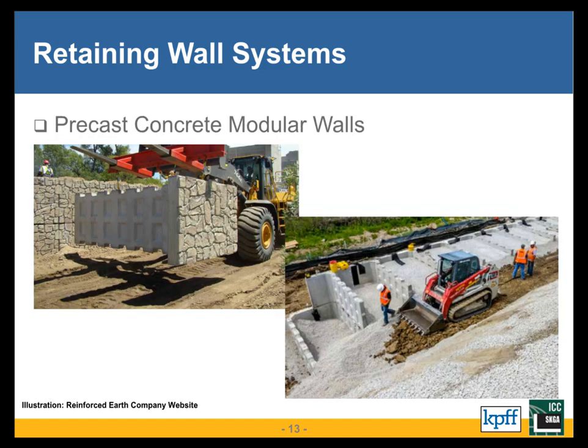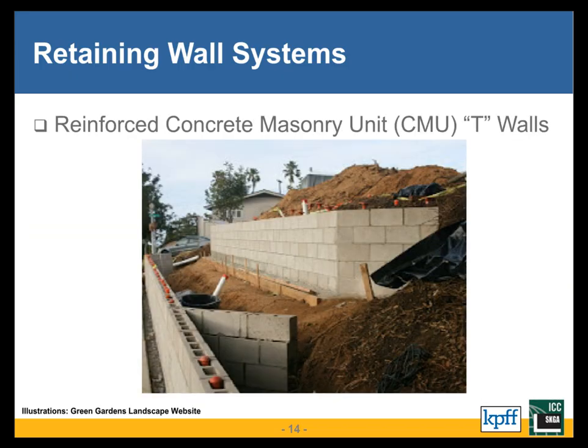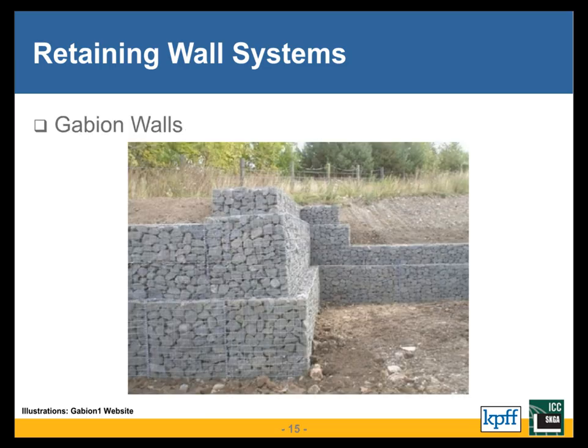Another variation on MSE walls, which is a little less common in my experience, are these precast concrete modular walls that have a facing and then a stem that gets embedded into the soil behind to engage the weight of the soil behind. Sometimes concrete masonry units can be used to construct retaining walls, as well as gabion walls, which are wire baskets filled with rocks and then stacked to achieve a stable mass.